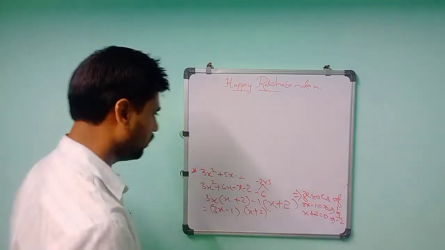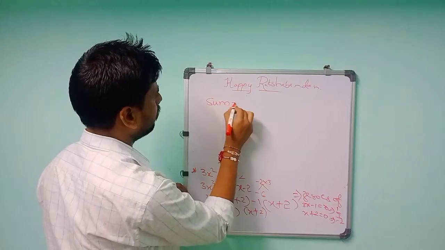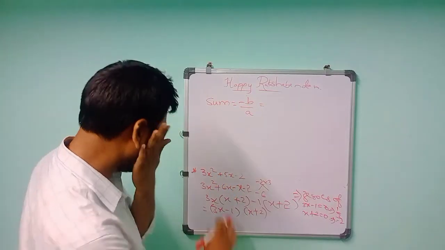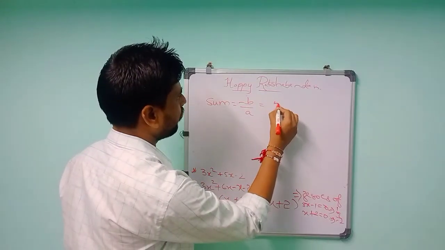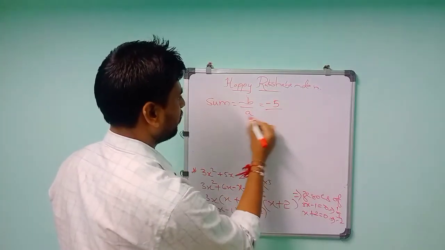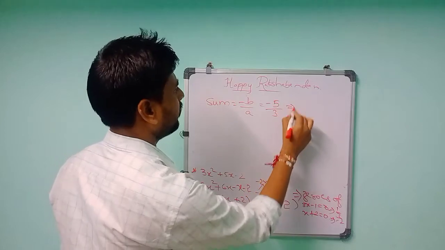So next you have to find the sum and product. What is the formula? Minus b by a. Here b is 5, so we have to put b is 5, and the minus is already present. So minus 5 divided by a, the coefficient of x square, so 3.